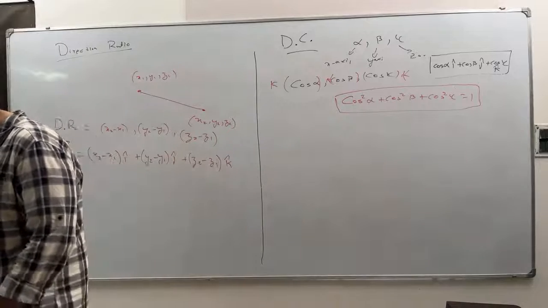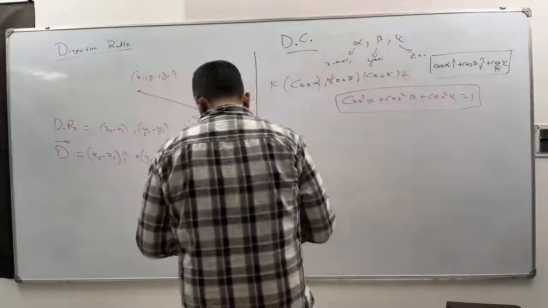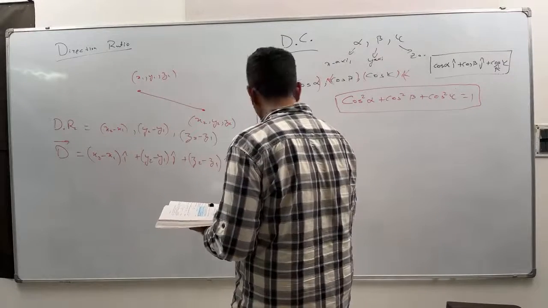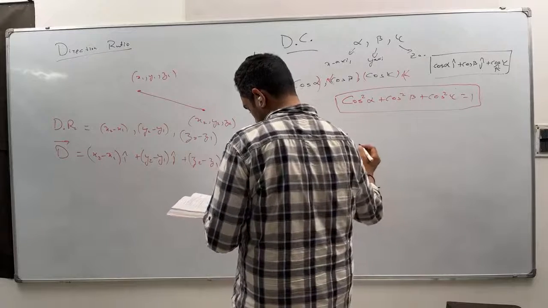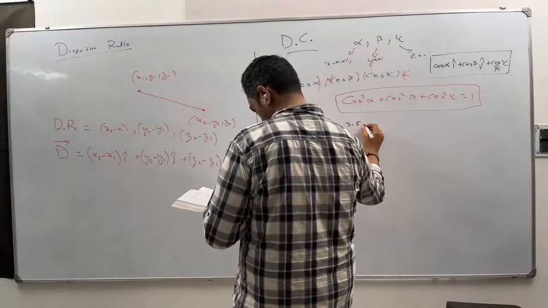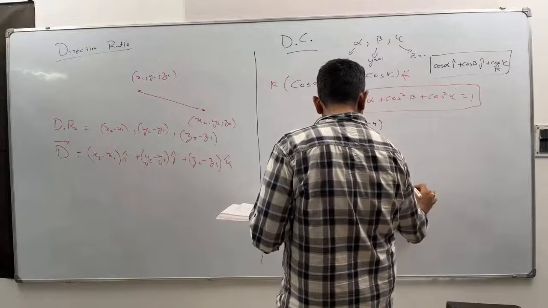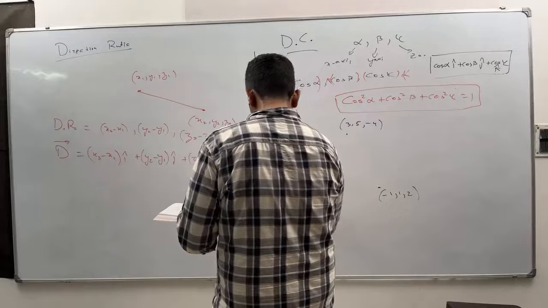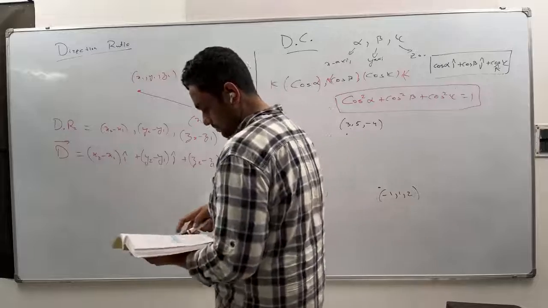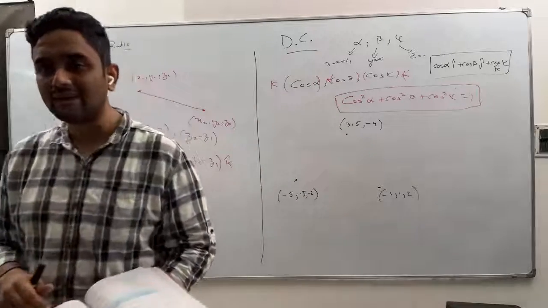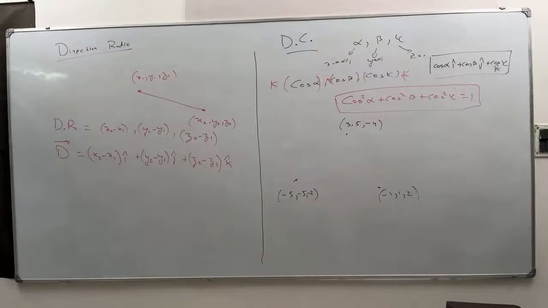So in exercise 11.1, the last question. There are only 5 questions. That's it. Easy and simple. And the last question is this. We have to find the direction cosines of the sides of a triangle whose vertices are 3, 5, minus 4; minus 1, 1, 2; and minus 5, minus 5, minus 2. So 3 sides are there, so you have to find the direction cosines for all the 3 sides.